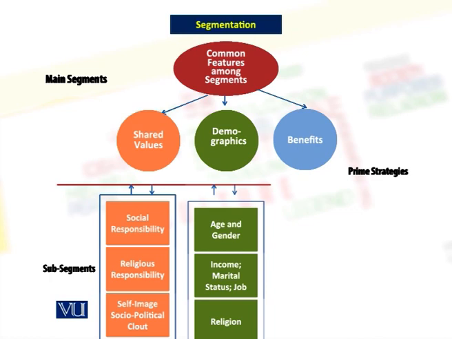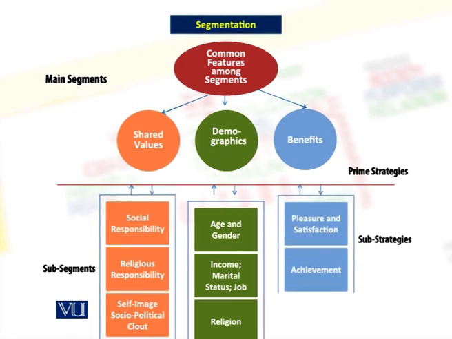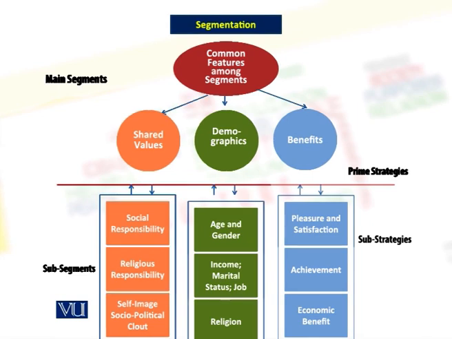Talking about the third main segment, which is benefits, meaning marketing people dividing the market in terms of benefits as one major segment. This can be subdivided into pleasure and satisfaction, achievement, and economic benefit. Here, we can bring in the concept of the value of exchange. The marketing people have got to educate their people in terms of that value. What is it that they pay in terms of cost? And the cost is paid by changing their behavior. And what is the benefit they get in return? That benefit could be some kind of pleasure or satisfaction, or it could be a certain achievement, or it could be an economic benefit. So whatever it is, the market is divided into these subsegments. Now, the listing that I have shown you is not exhaustive.